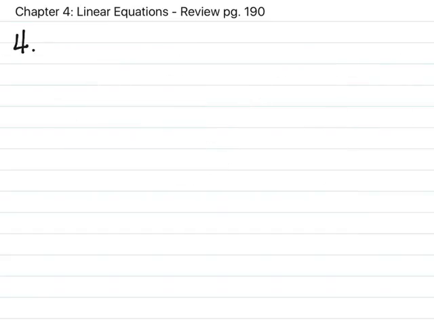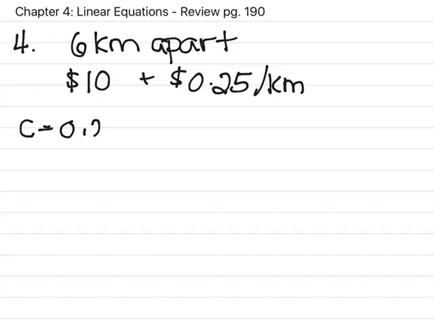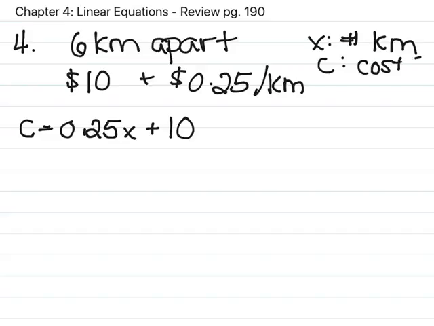Question 4. Question 4 says that Alan takes a taxi from his house to his friend Drew's home. Their homes are 6 kilometers apart. And the taxi driver charges a flat fee of $10 plus an additional 25 cents per kilometer. This can be modeled using the equation c equals 0.25x plus 10. And we know that x is going to be the number of kilometers traveled, and we'll use c as the cost in dollars. So they want to know how much the taxi ride is going to cost.